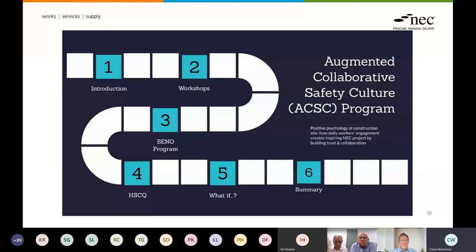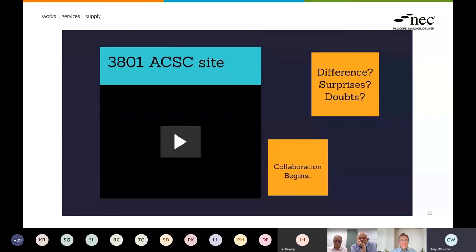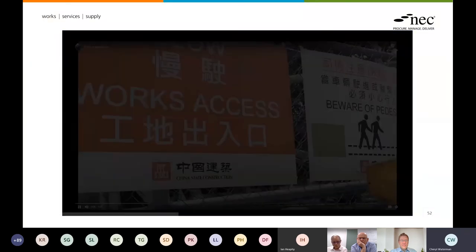The Augmented Collaborative Safety Culture, or ACSC program, at AAHK 3801 is an innovative and scientifically driven health and safety program to improve overall safety performance through effective collaboration, leadership, and a safety culture at the site.